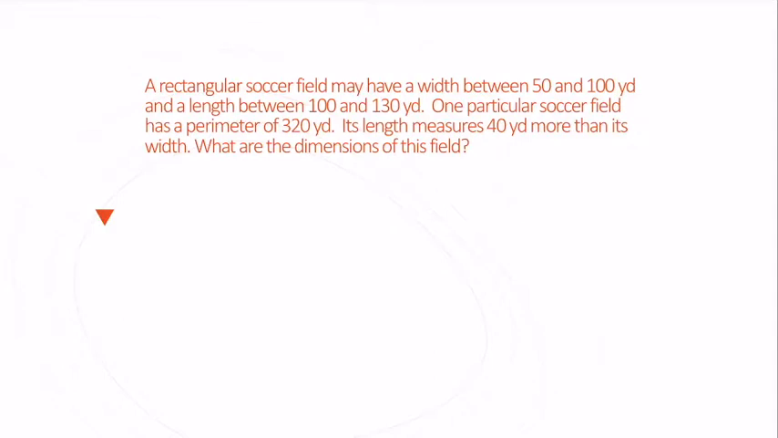So I've already been given quite a few pieces of information. I've been told that my perimeter, friendly reminder, the equation for perimeter is 2 times the width plus 2 times the length equals the perimeter. So my perimeter is 320 yards. So I know I have the equation 2w plus 2l equals 320.